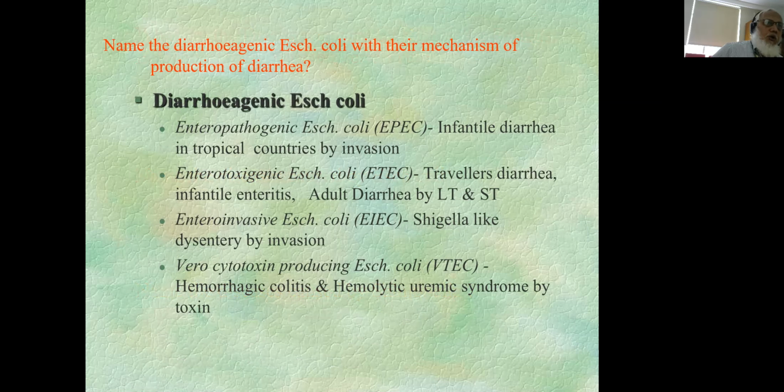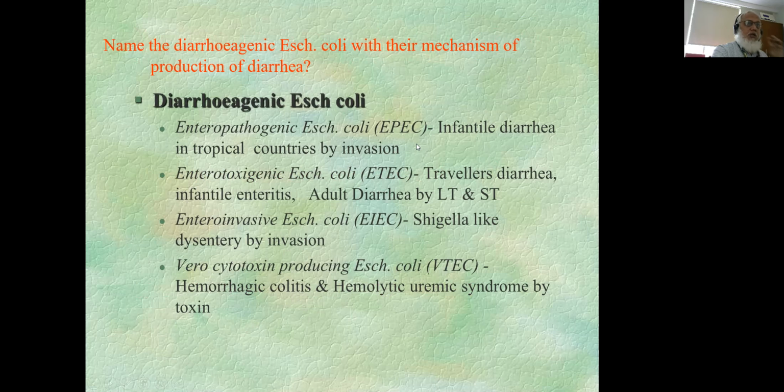Diarrheagenic Escherichia coli. We all know Escherichia coli is a resident flora of our intestine, and usually it does not cause diarrhea unless it becomes virulent by acquisition of plasmid or bacteriophage. And when they acquire the virulence, they become diarrheagenic, and they are named differently, like enteropathogenic Escherichia coli, enterotoxigenic Escherichia coli, enteroinvasive, enteroaggregative, and verocytotoxin producing. There are more names also.